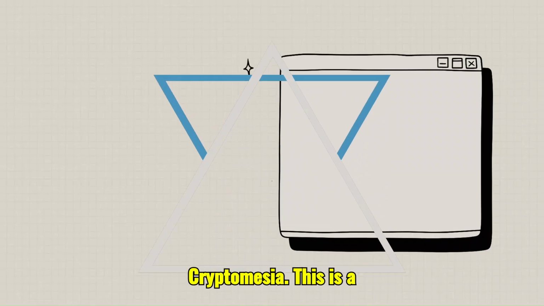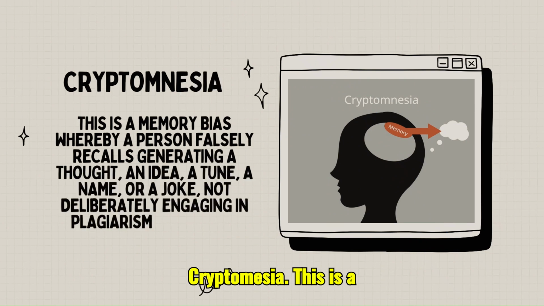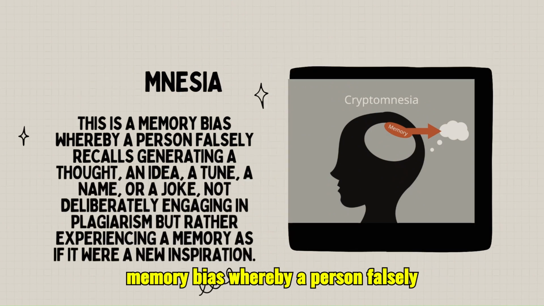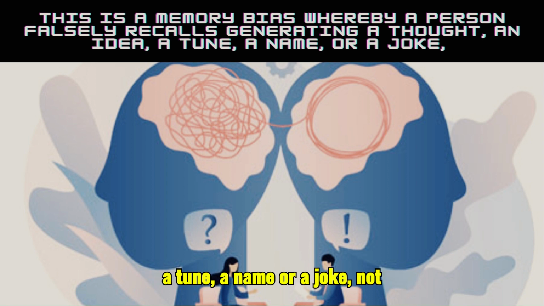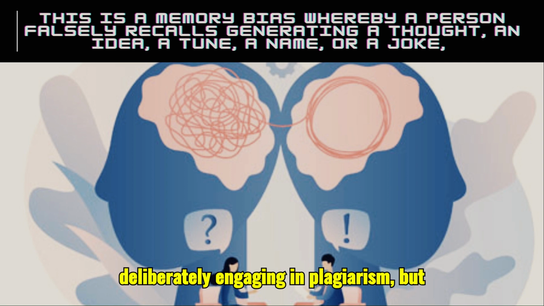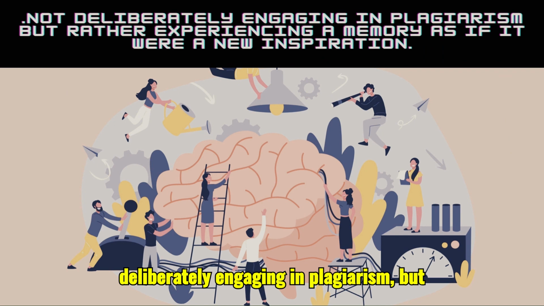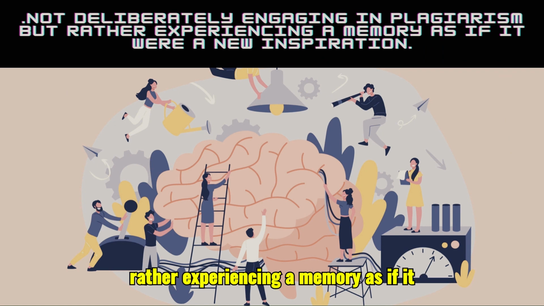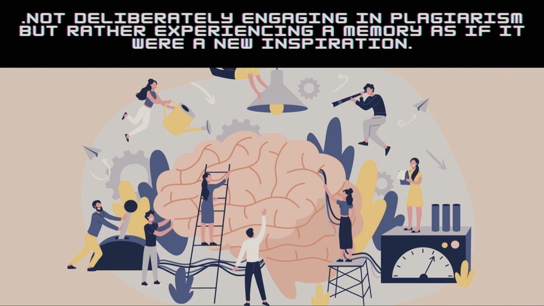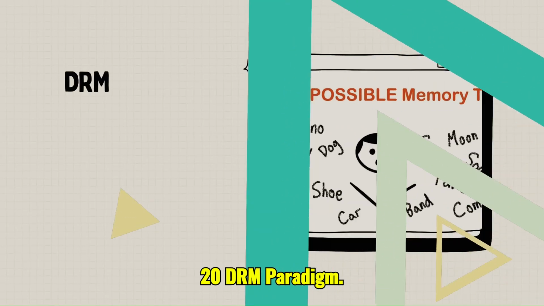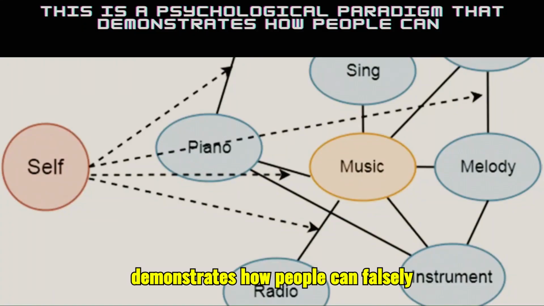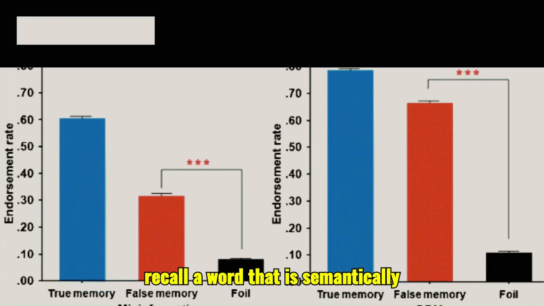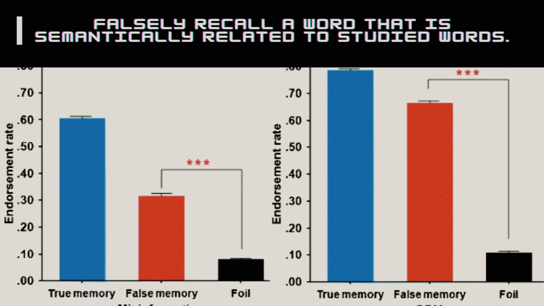19. Cryptomnesia. This is a memory bias whereby a person falsely recalls generating a thought, an idea, a tune, a name, or a joke, not deliberately engaging in plagiarism, but rather experiencing a memory as if it were a new inspiration. 20. DRM paradigm. This is a psychological paradigm that demonstrates how people can falsely recall a word that is semantically related to studied words.